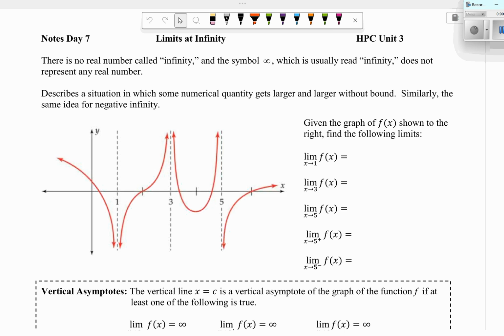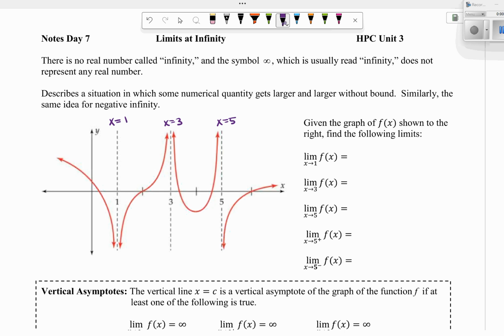And so it describes a situation in which some numerical quantity gets larger and larger without bound, and similarly the same thing with negative infinity. So basically, if you have a limit at a number that approaches either positive or negative infinity, that tells us we have an asymptote on our graph. So if you look right here, it looks like a vertical asymptote at x equals 1. This is x equals 3, and this is a vertical asymptote at x equals 5.